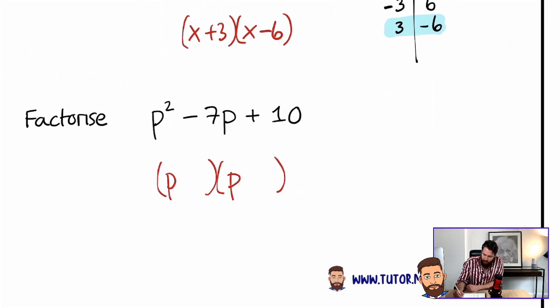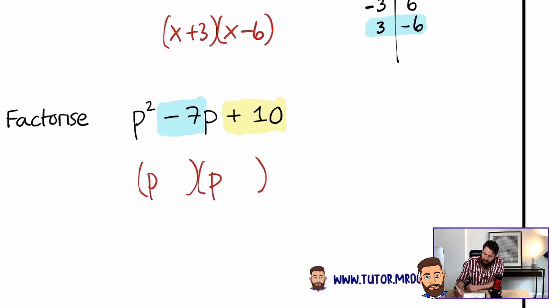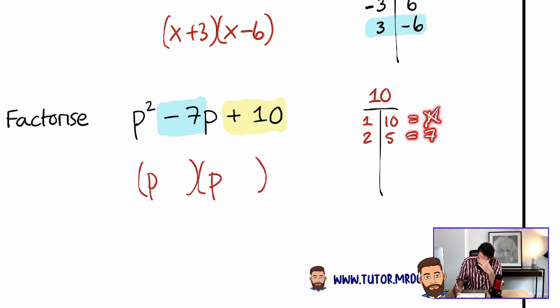I need 2 numbers that multiply together to make c, which is 10, and add together to make b, which is -7. So I'm going to list my factors of 10, and I need them to add to make -7. Well, how do you make a positive? We've got 1 times 10 is 10, 2 times 5 is 10. If we check those, what's 1 add 10? That's 11, so it's not that. 2 add 5 is 7, it's not that, because I need minus 7.